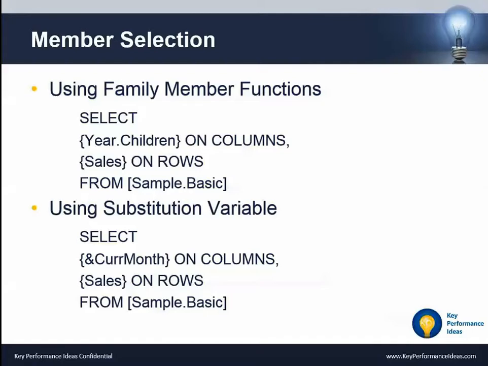So let's start talking about some of the different members, or how you do your member selection, rather. So you do have the use of your family member functions. So you can say, select the children of my Year dimension on my columns. So that's just selecting your dimension there, dot children, a little bit different than how we write business rules and calculation scripts. And then using the substitution variables, we can say select our current month substitution variable on our columns. So just different ways to do the member selection.